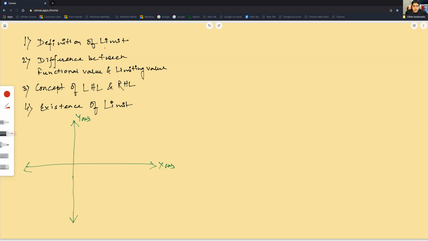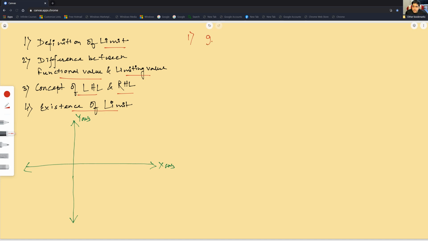Today we'll start with the topic limit. We'll cover first the definition of limit, then the difference between the functional value and the limiting value, then the concept of LHL and RHL, and then lastly we'll talk about the existence of limit, right? So first, what is the limit, the basic definition of limit.